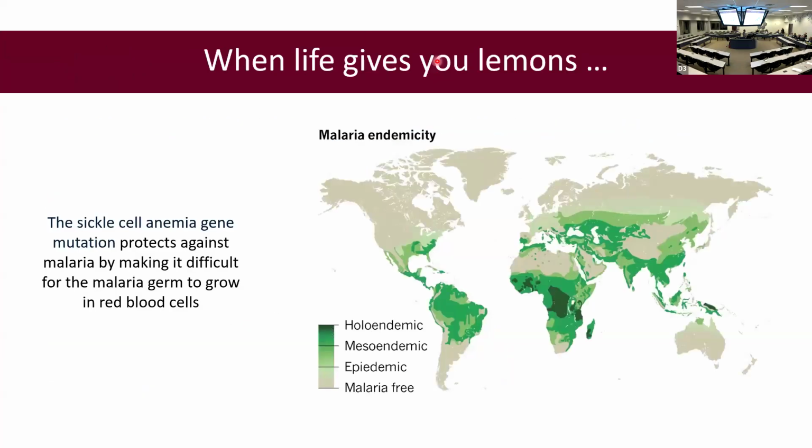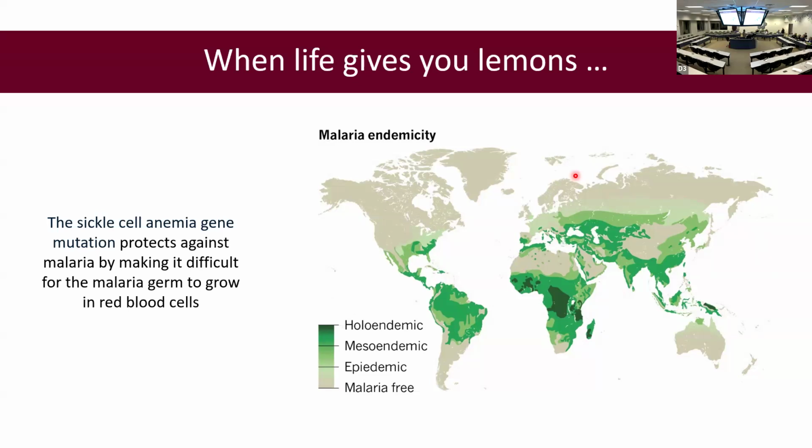However, when life gives you lemons, right? This mutation is found frequently in the equatorial lane of the planet. So Central America all the way to a little bit north of South America, Africa, Asia. That's where people have this mutation present the most frequently. Why? Because in those parts of the world, we have mosquitoes that transmit malaria.